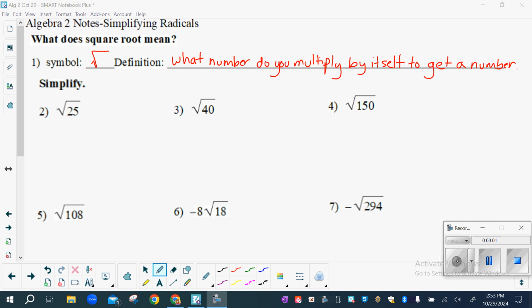Okay, so what is the square root of 25? 5.